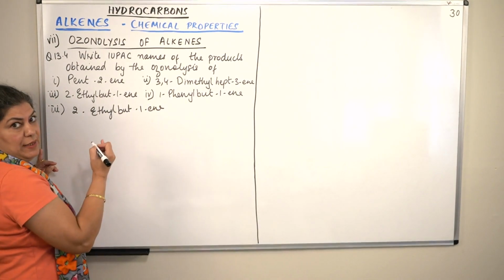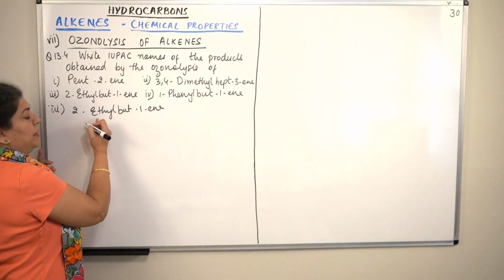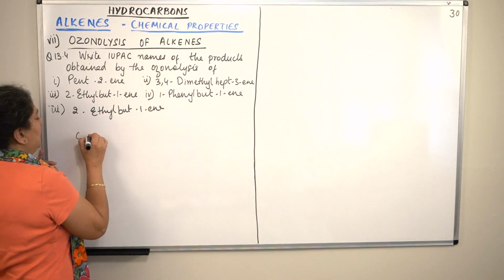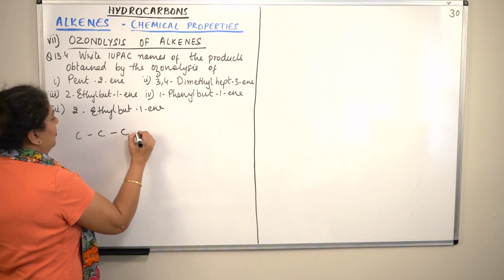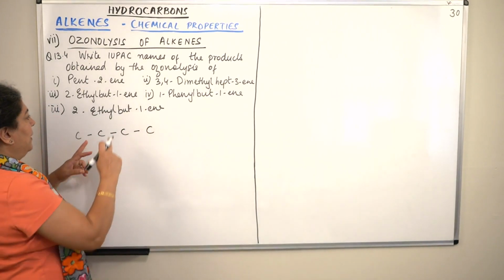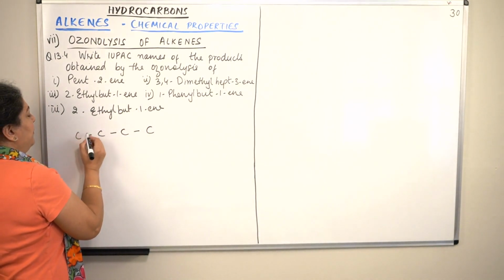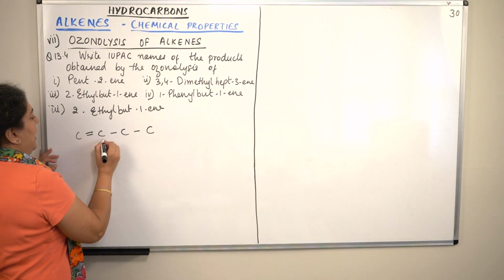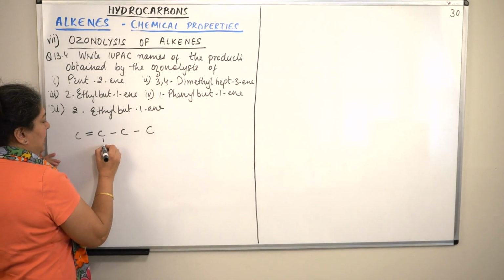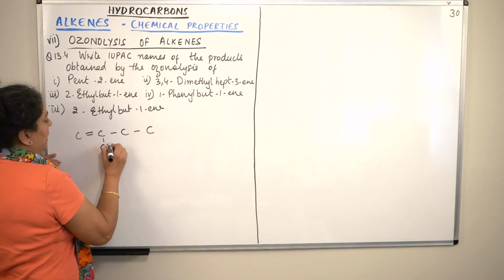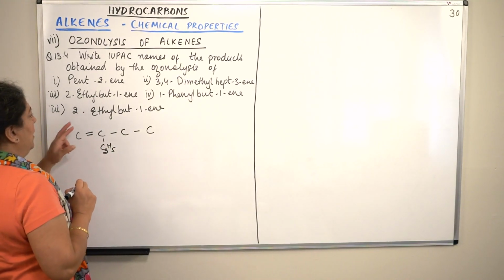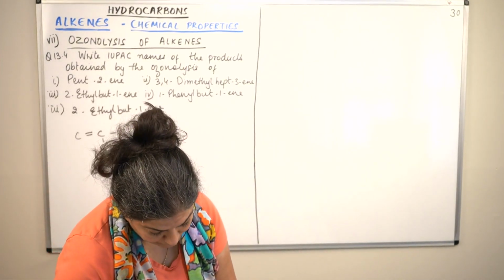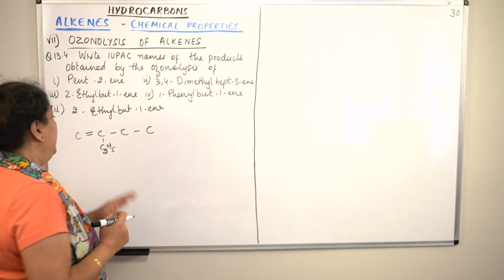It's butene, and to the second carbon, an ethyl group is attached. So if it's butene, let me first write down the 4 carbons, okay? But-1-ene means the first carbon has the double bond, and the second carbon has an ethyl group attached to it, that is C2H5. 2-ethylbut-1-ene is your compound.